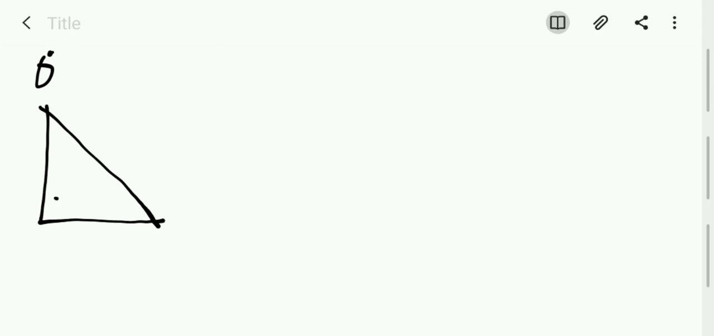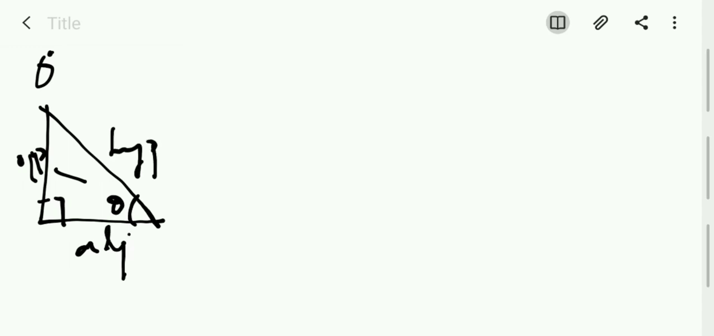Easy. I think it should be very easy for you now. And last but not the least, that is 0 degree and 90 degree. Let's discuss first about 0 degree. Now with this triangle, if this is theta, this will be your opposite, this will be your adjacent, this will be your hypotenuse.